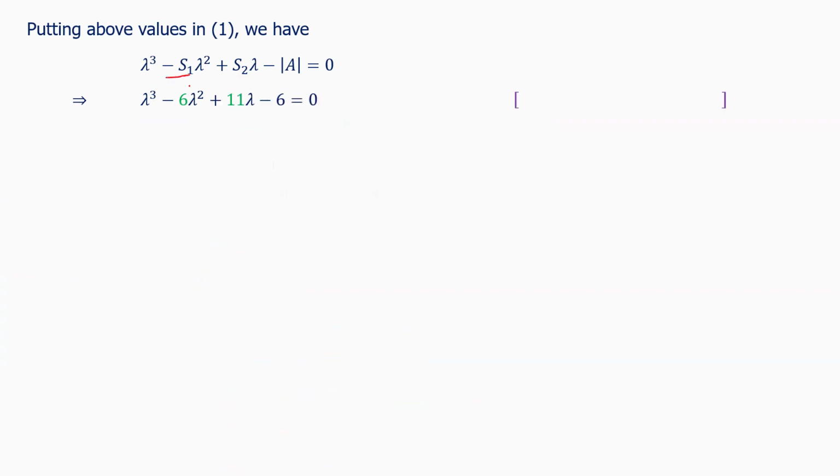Putting the values of S1, S2 and determinant of A in the given equation 1: S1 is nothing but 6, S2 is 11, and determinant of A is equal to 6. So these are the values of S1, S2 and determinant of A. If we put these values in equation number 1, we have the characteristic equation of the given matrix.